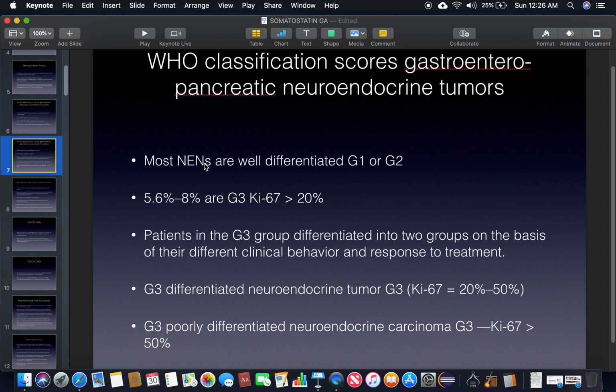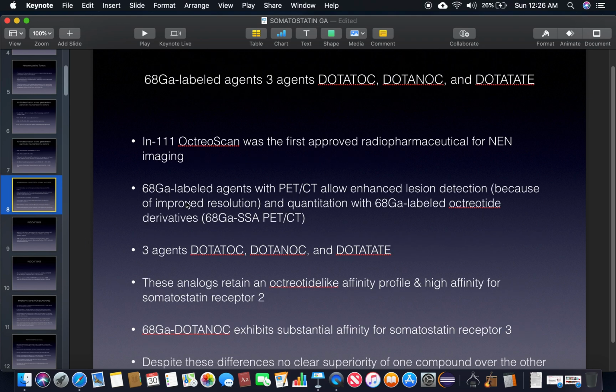Most of the neuroendocrine tumors are either G1 or G2, and they are well differentiated. Only about up to 8% are G3 with a Ki-67 of more than 20%. Even amongst the G3 group, they are divided into two groups based on their different clinical behavior in response to treatment. One is the G3 which is differentiated type, where the Ki-67 index is between 20 and 50, and then G3 which is poorly differentiated with a Ki-67 score of more than 50%.